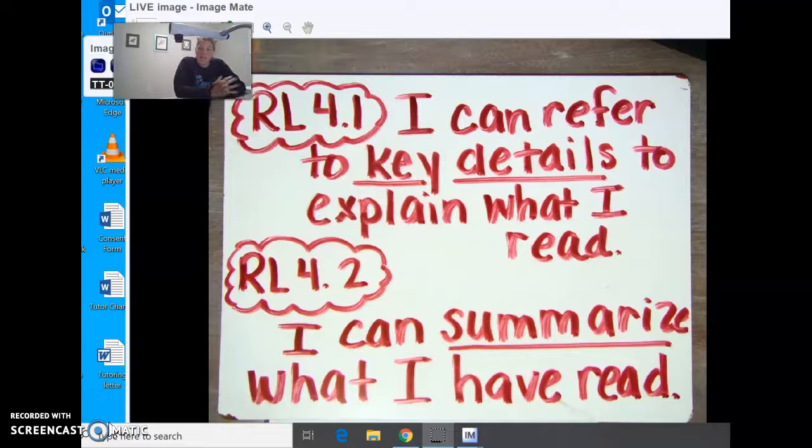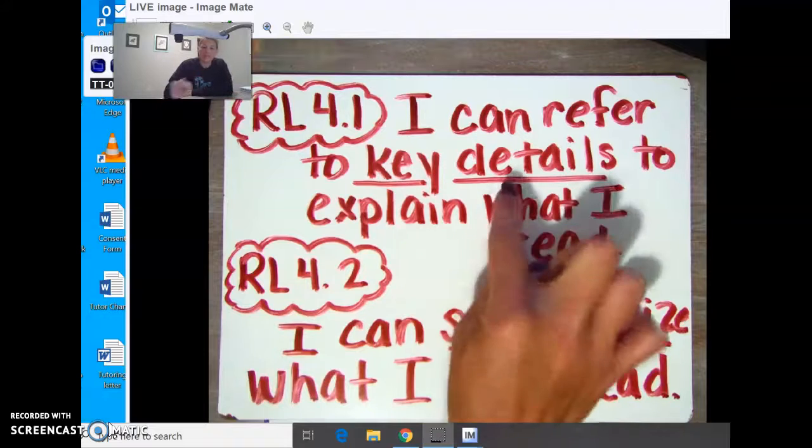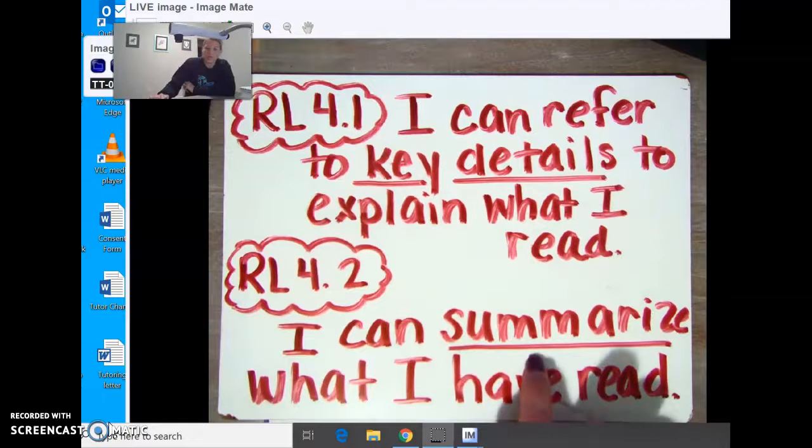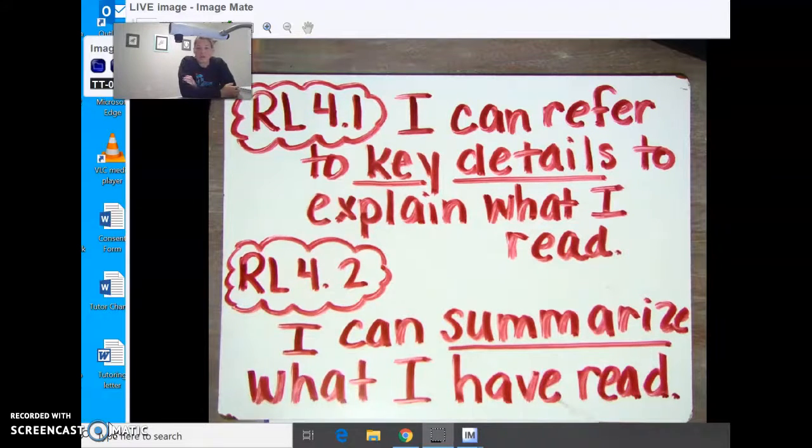Today, as we read, we are going to look at how you can refer to key details to explain what you've read, and then use those details to summarize your story. So you'll see here I've underlined key details, and I've underlined the word summarize. So key details are things that we read in a story that are important. They affect the outcome, they affect the plot and what happens next. And if we were to change those details, it would change the entire story. So it might not necessarily be the little things as you're reading, but they're the things that are very important.